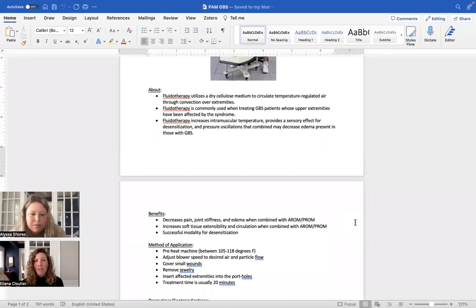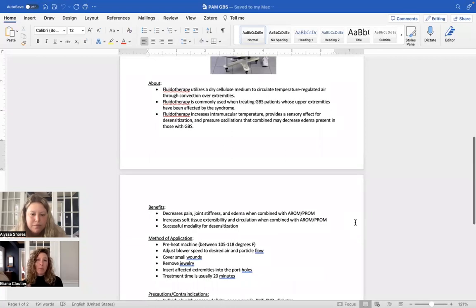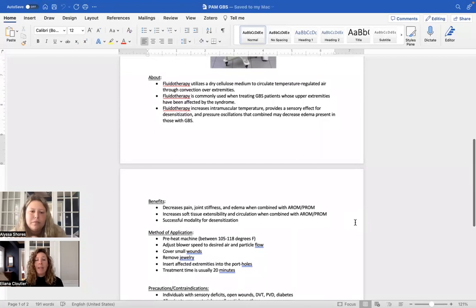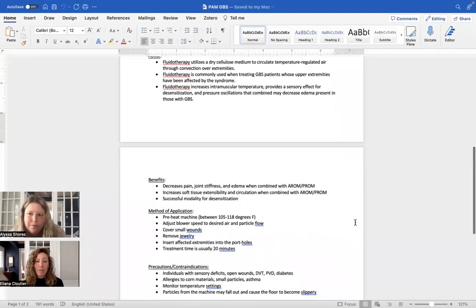And then the pressure oscillations, this would be maybe something for more of the subacute phase, when they have a little bit of movement back. They can be doing exercises with their hands in the machine to improve circulation and edema management.